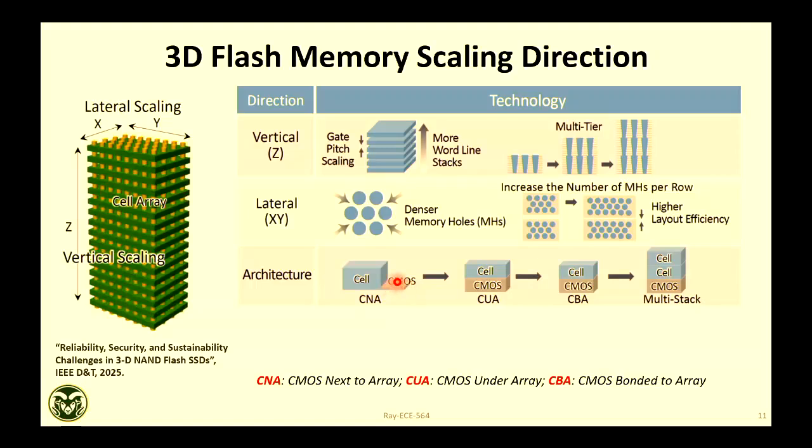But next, the innovation came. Okay, this 20% area, can I minimize? Yes, you can grow this CMOS underneath the array. So the next innovation that came was CMOS under array. This is CMOS near array.